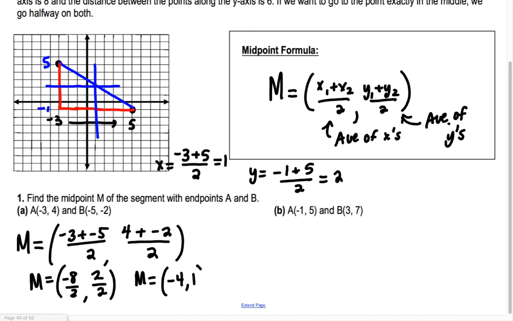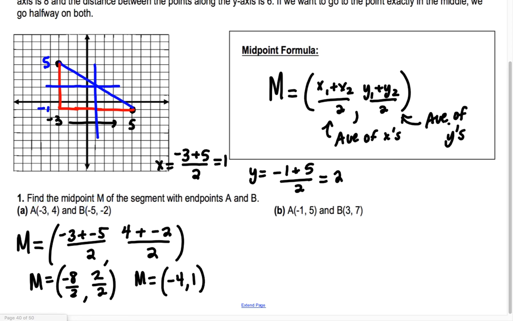Negative 4, 1. Negative 4, 1, exactly. So let's look at it. Sometimes you can see the midpoint without even doing any work. What's halfway between negative 3 and negative 5? Negative 4. That makes sense to us, right?